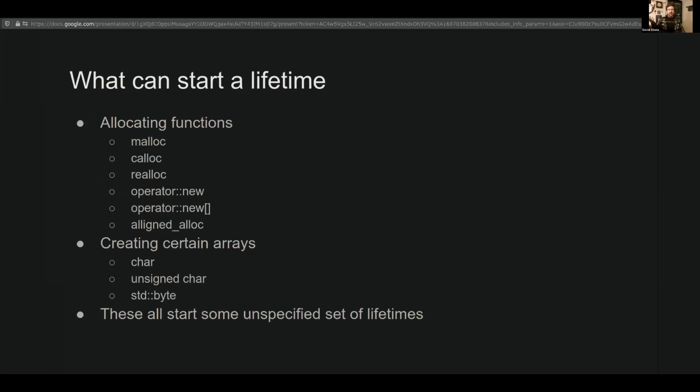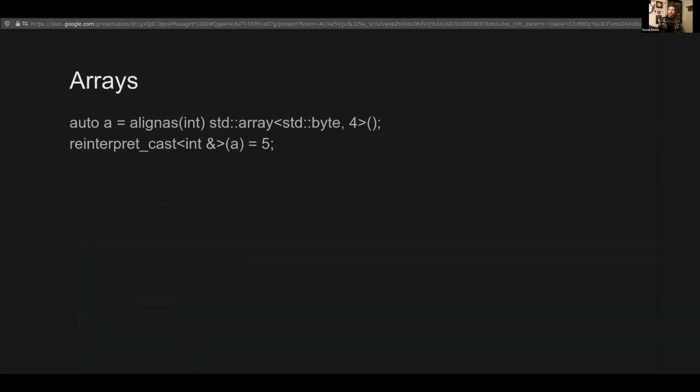So I mentioned earlier I was going to go through what can start an object lifetime. There are the allocating functions: malloc, calloc, realloc, operator new and the array form, and then a new function, aligned_alloc in C++20. Also, creating an array of char, unsigned char, or std::byte will create objects of these implicit lifetime types. They all start some unspecified set of lifetimes that are either proven or forced later on in the execution, depending on which interpretation of quantum mechanics you prefer.